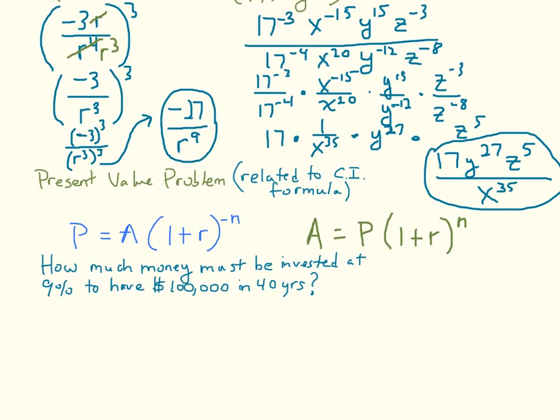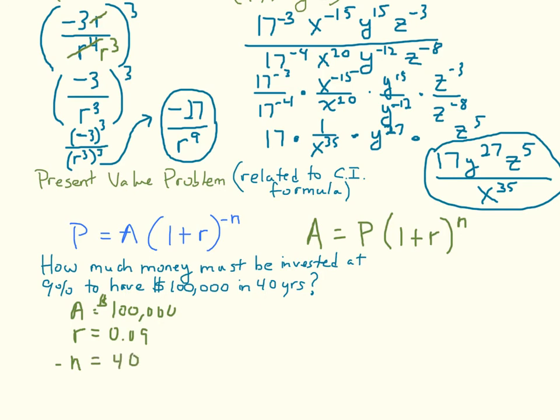Given this information, how much money must be invested at 9% to have $100,000 in 40 years? So what they're giving you is what A is, that's $100,000. And they're giving you R is 0.09, and they're giving you negative N equals 40 years.